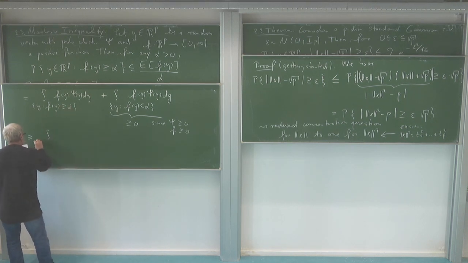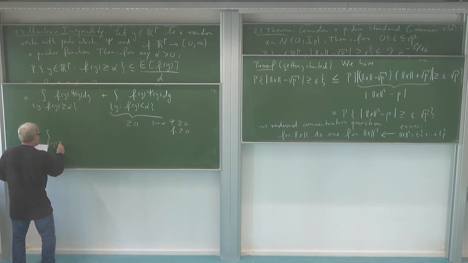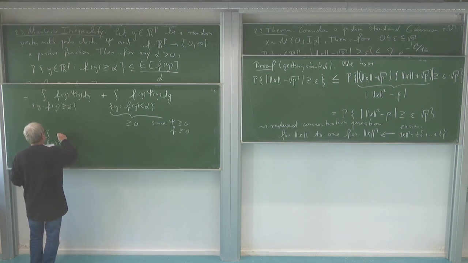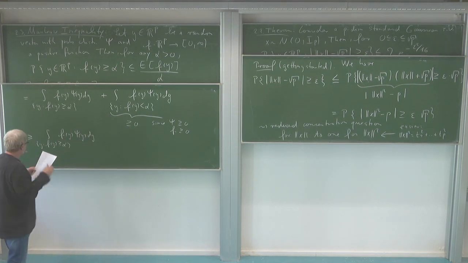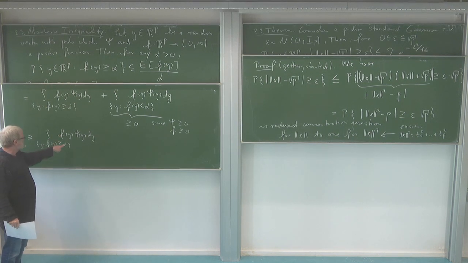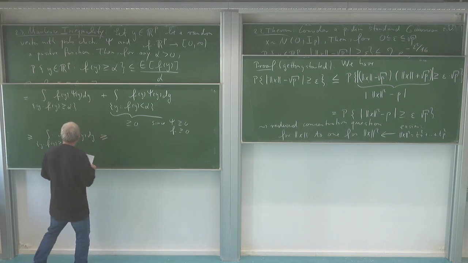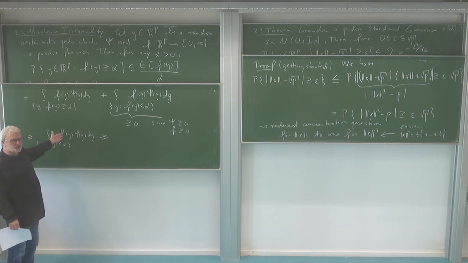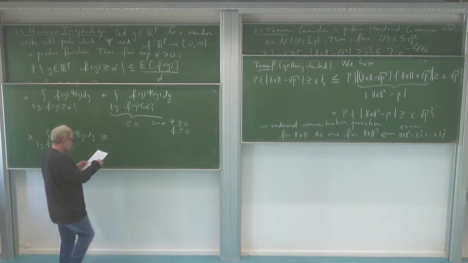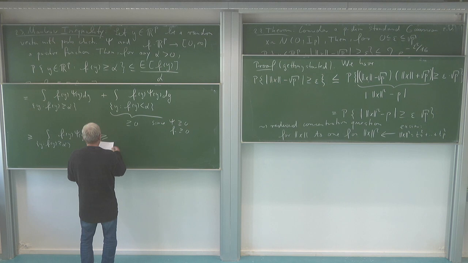The first term is the integral over y, f(y) bigger than alpha, f(y) dμ(y). And now on this set, I know that my function is always bigger than alpha, so I can estimate this function against alpha. So I can say this is bigger than if I'm integrating just the constant function alpha instead of f of y.